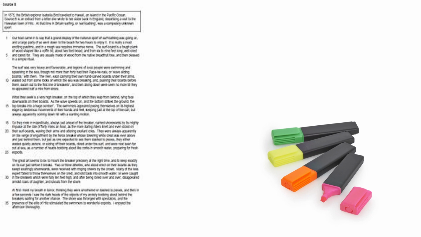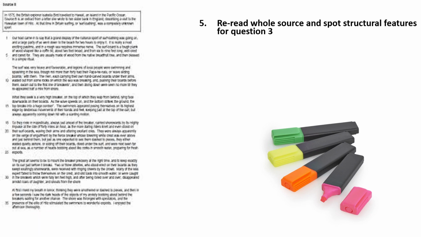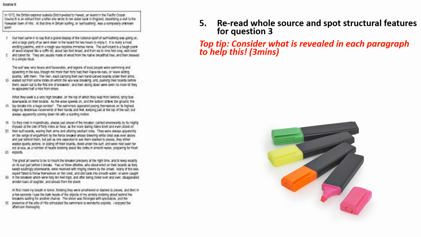So I've got 7 minutes to go, and I have 2 final steps for you. I would then choose to reread the source and spot structural features for question 3. My top tip on how to spot structural features is to consider what is revealed in each paragraph, and if you can, consider what information is shared, what information seems climactic, what things are withheld. If you can, why not annotate around each paragraph just one word of what is revealed, whether it's the main character or an event, because this will help you plan for your question 3.